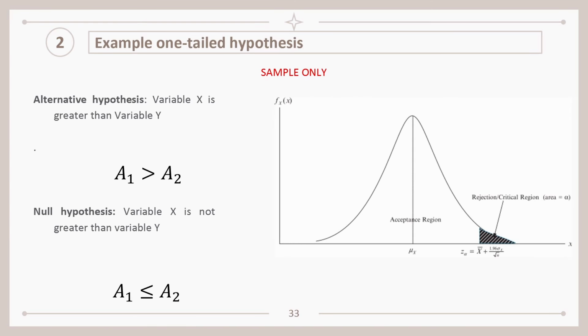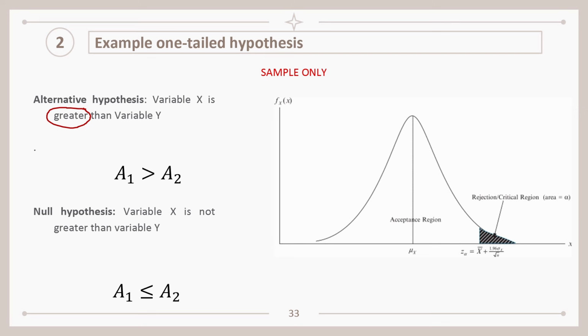So this is another sample only, but remember, this is not in any way related to the sample problem I showed you earlier. So this is just how a one-tailed hypothesis is formulated. So you have your alternative and your null hypothesis, same as with your two-tailed. However, in your one-tailed hypothesis, you have the assumption that one variable is not only significantly different from the other, but also greater than or less than.